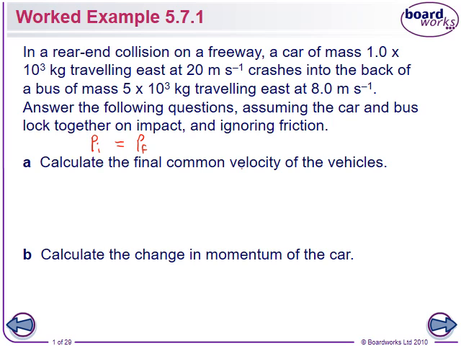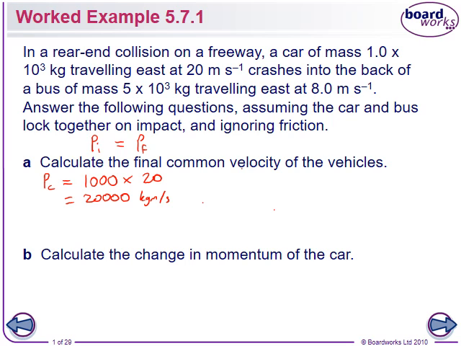Okay. So let's work out the momentum of the car. Our momentum of the car before the collision is mass times velocity. Our car has a mass of 1,000, which is just 1 times 10 to the power of 3. There's our mass. Our velocity is 20 meters per second. So our car's momentum initially is 20,000 kilogram meters per second. Okay, there's our car's momentum.